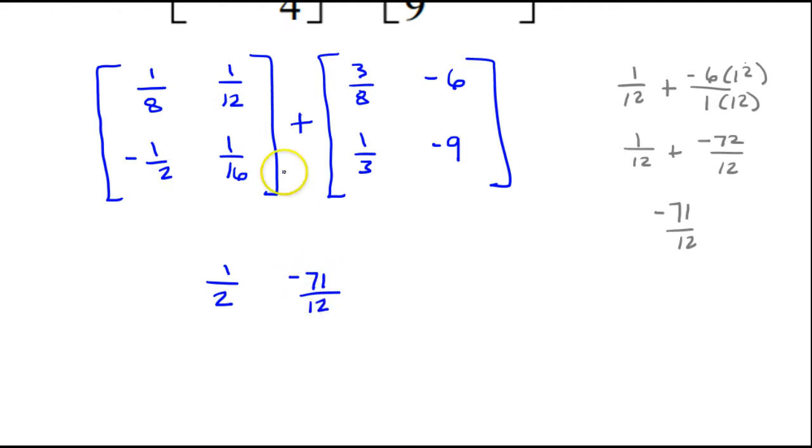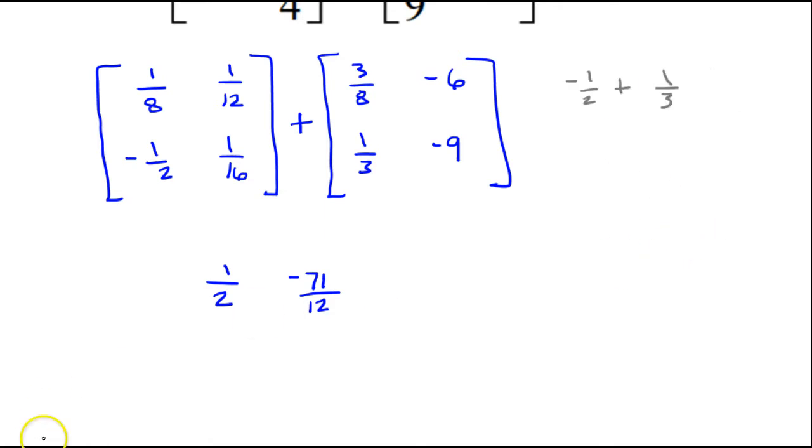Okay. Next I have negative 1/2 plus 1/3. I'll reuse this space over here for my scratch work. I need like denominators. So if I multiply this by 2 in the numerator and the denominator, and if I multiply this by 3, then I have negative 3/6 plus 2/6, which is negative 1/6. So there I've got negative 1/6.